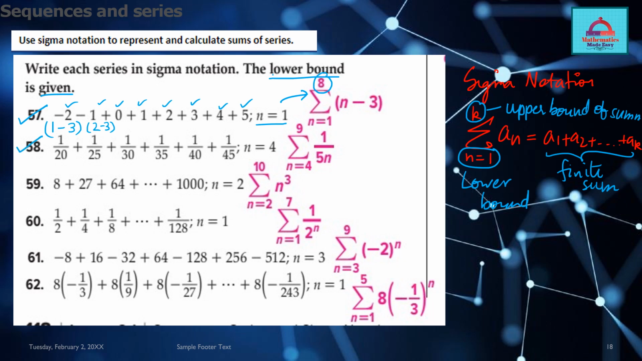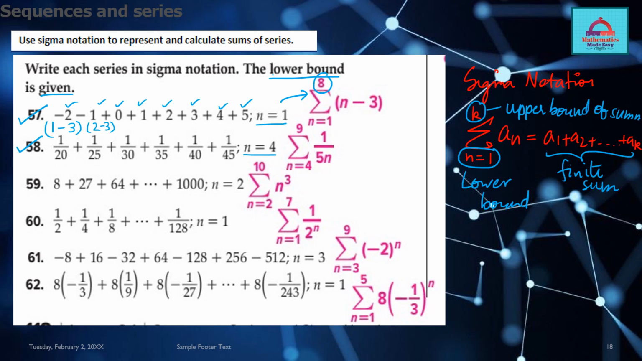Then 58. Here you see 1 by 20, you see fractions. So the nth term would have fraction. The lower bound is 4. How many terms? 1, 2, 3, 4, 5, 6. So 6 terms are given. So you start from 4 and you end till 9. That's how you count the number of terms.